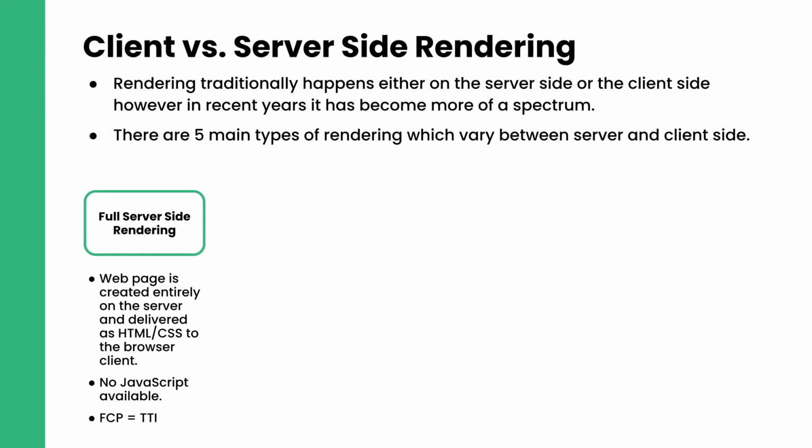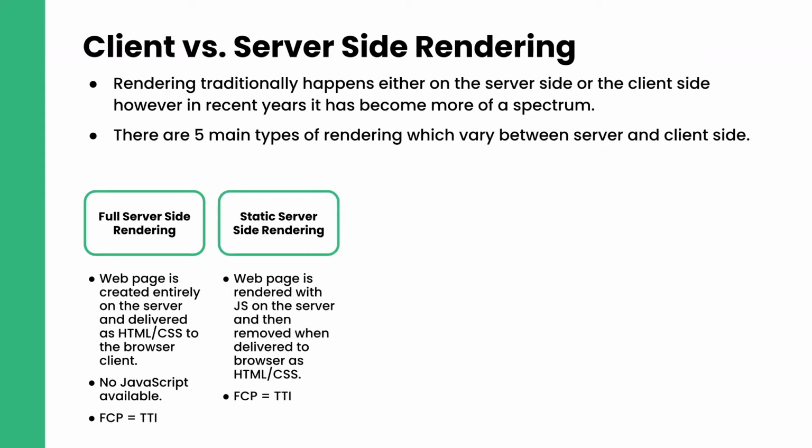So according to Google, as in their developer docs website, there's 5 main types of rendering, and they vary between client and server side. So the first thing is full server-side rendering. That's if you have flat HTML, CSS, the server just sends it to the browser and the browser loads it, done. And usually you wouldn't have any JavaScript. And if you have, this is Core Web Vitals here, the time to interactive usually equals the first contentful paint because there's nothing to load after it arrives in your browser.